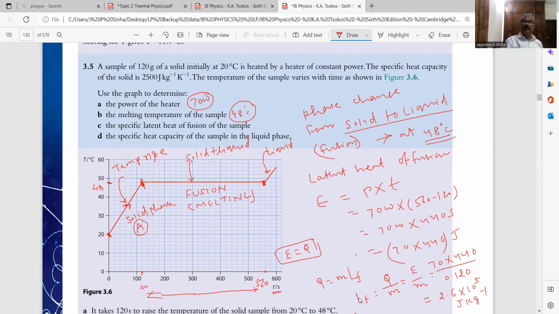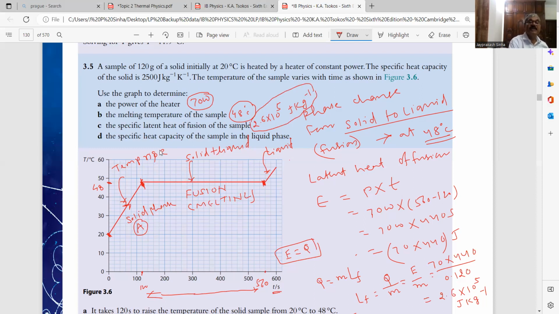Okay. So now we have already got the latent heat of fusion, and that is equal to 2.6 into 10 to the power 5 joule per kg. This is the answer of your C part. Correct? So we have solved this also.